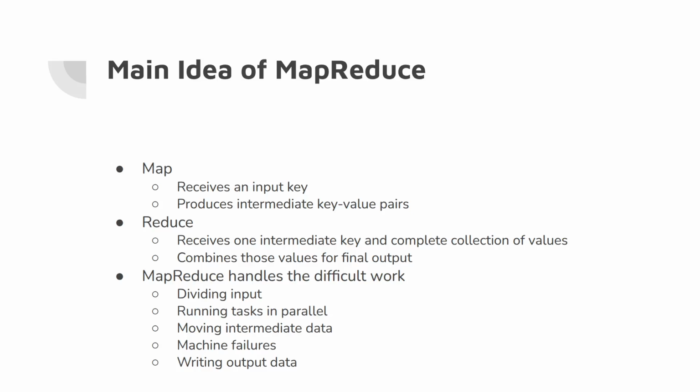The important point is that the programmer only writes the map and reduce logic. The MapReduce runtime handles the difficult work, including dividing the input, running tasks in parallel, moving intermediate data, handling machine failures, and writing the output. Because of this restricted programming model, the system can automatically determine how to distribute the computations.